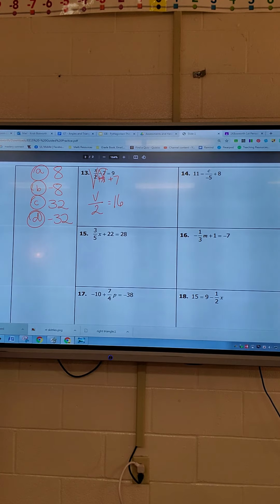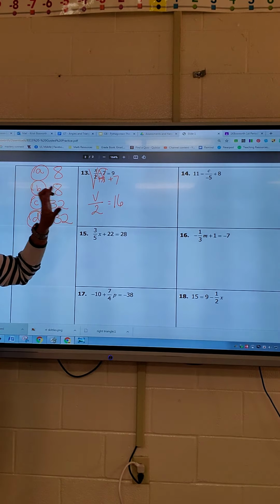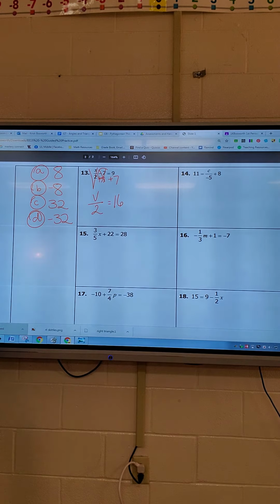How many of you, initially, your knee-jerk reaction was to say A? Come on, be honest, because this is a huge thing. It is a very, very, very common mistake. 2 will go into 16 evenly, won't it? But we're not dividing right here, guys. What have we got to do to both sides? We got to multiply by 2 on both sides.